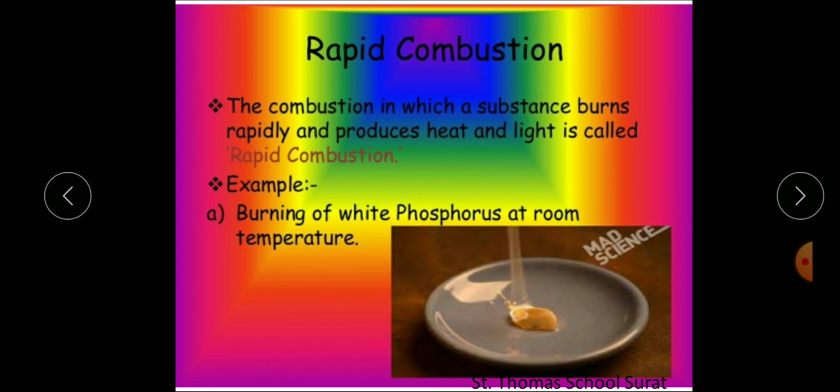There are substances like phosphorus which burn in air at room temperature. So this is white phosphorus, and this is an example of rapid combustion. Burning of white phosphorus at room temperature is an example of rapid combustion.